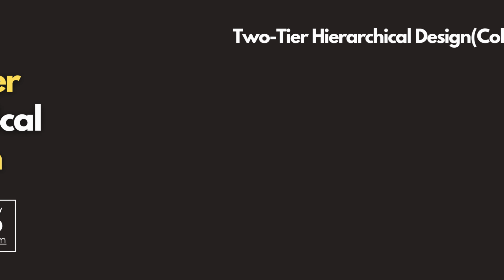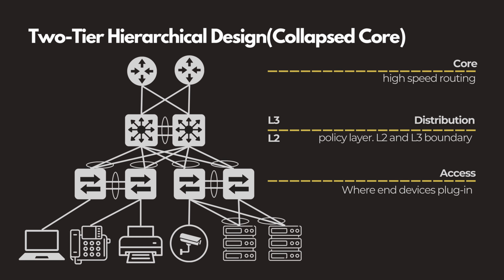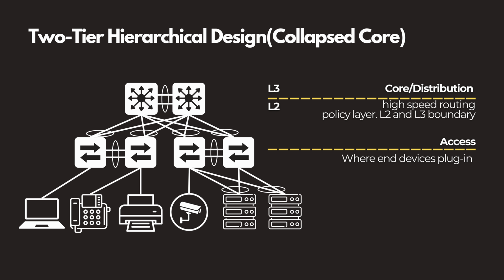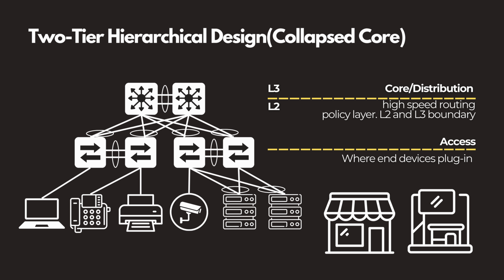If the site is small, collapsed core is used. It merges distribution and core into one pair of switches, handling both routing and fast forwarding. It is used for smaller campuses and branch offices where traffic volume doesn't justify a dedicated distribution tier. It's simpler and cheaper, but that core pair is doing double duty, so redundancy matters even more.